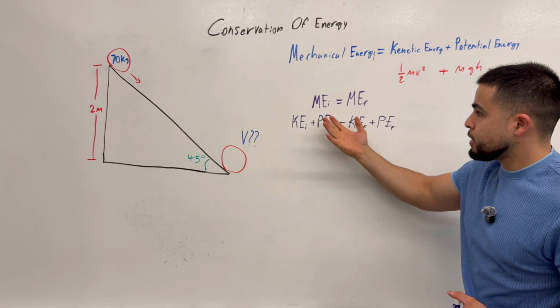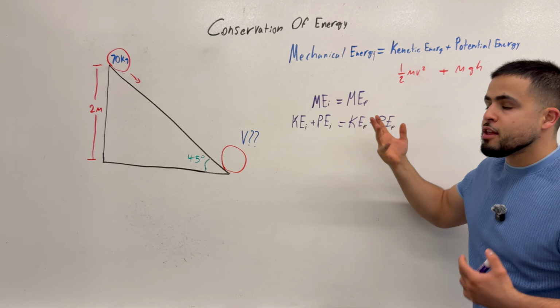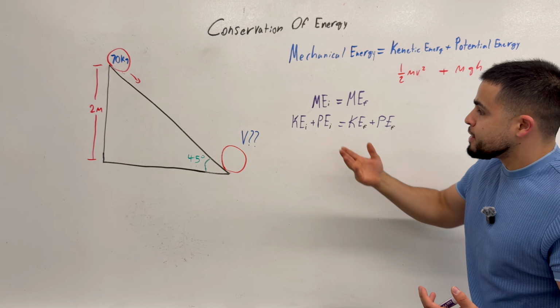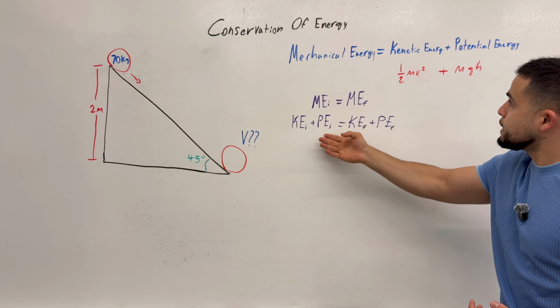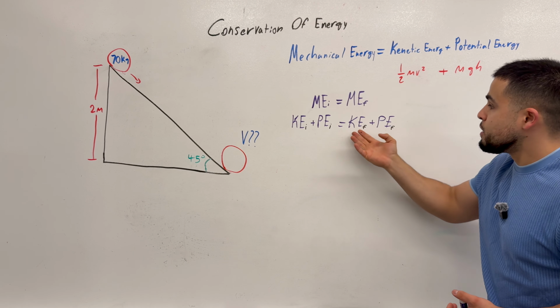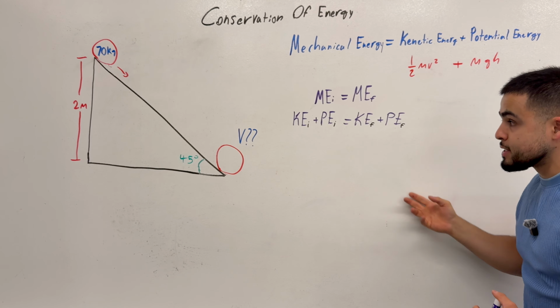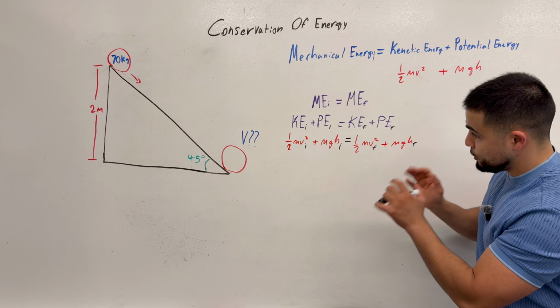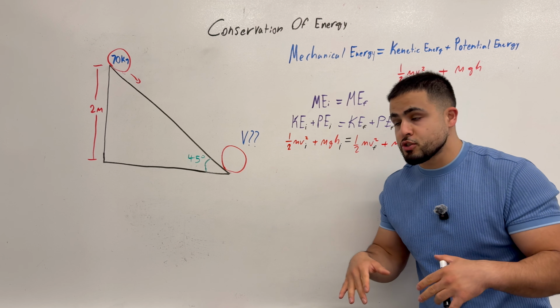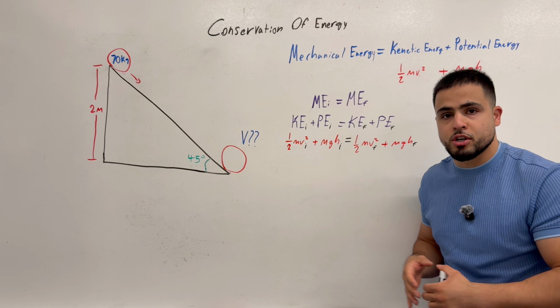Since the initial mechanical energy equals the final mechanical energy, then it necessarily follows that the initial kinetic energy plus the initial potential energy will equal the final kinetic energy plus the final potential energy. Now let's just break this down further. All right, so this is a huge equation, but we can simplify it so that we don't have to deal with a bunch of numbers on test day.